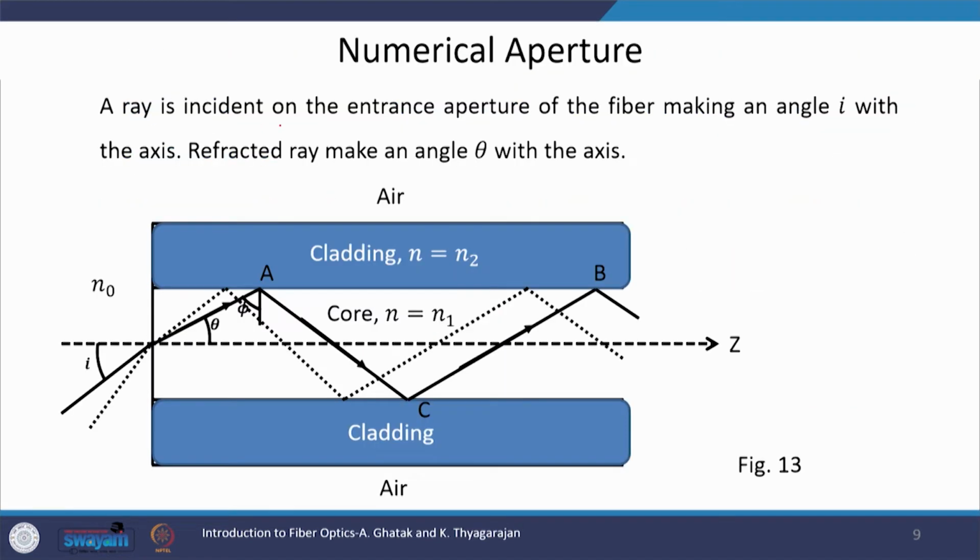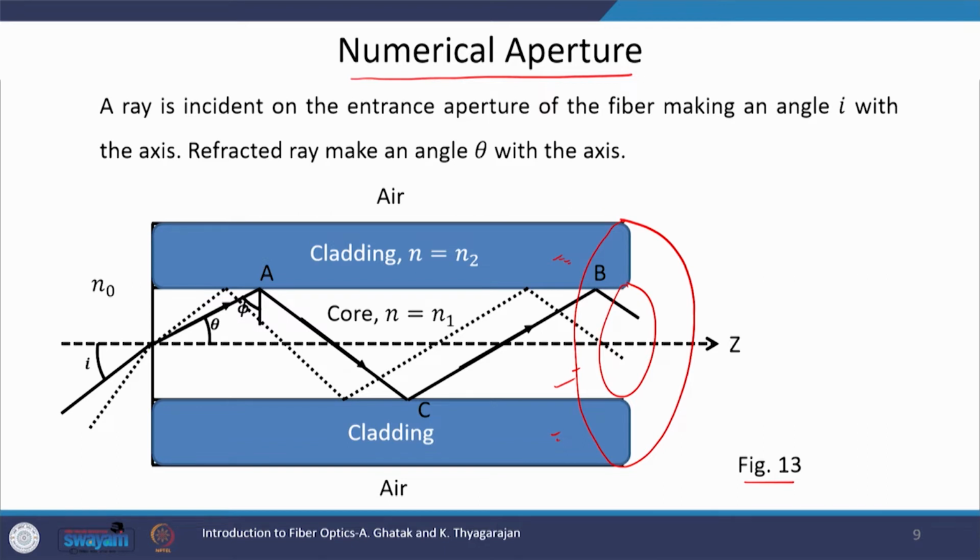Now we will define a new terminology, which is numerical aperture. In this figure 13, we present a cross section of an optical fiber, where this white region represents the core and this shaded region represents the cladding. Basically it is cylindrical, but I am showing you the cross section of this optical fiber.